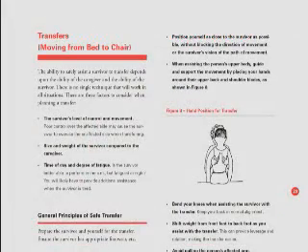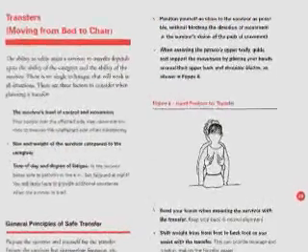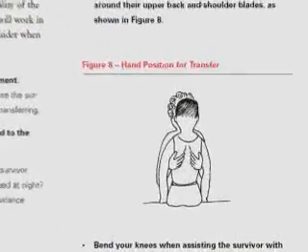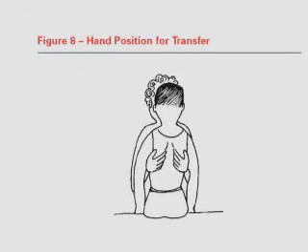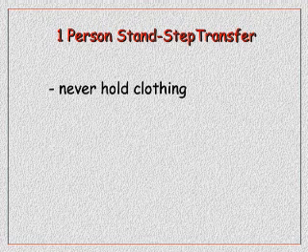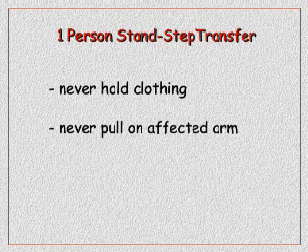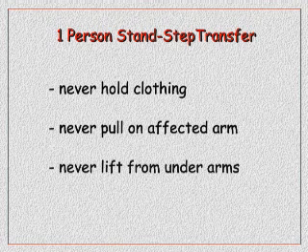The Tips and Tools binder also demonstrates a method in which you grasp the shoulder blades of the stroke survivor. This is an alternate technique. Avoid holding onto clothing or pulling on the affected arm. Do not lift the survivor by placing your hands under their arms.